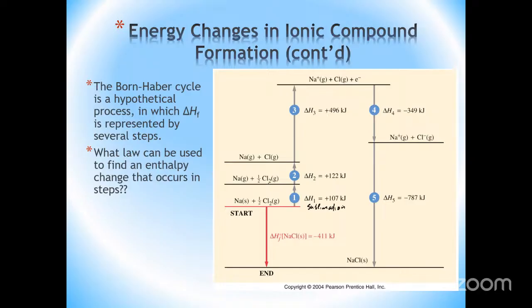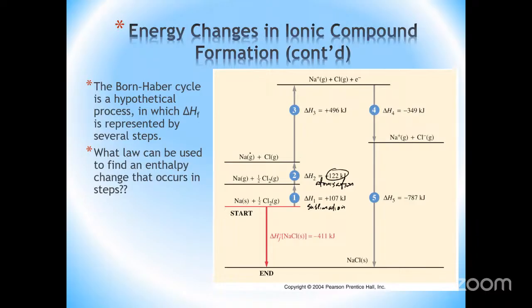Step two is where the chlorine molecule is converted to chlorine atoms. So basically, you're converting the molecules to atoms. We call that atomization. And the amount of energy needed for that is 122 kilojoules. So that's step two.